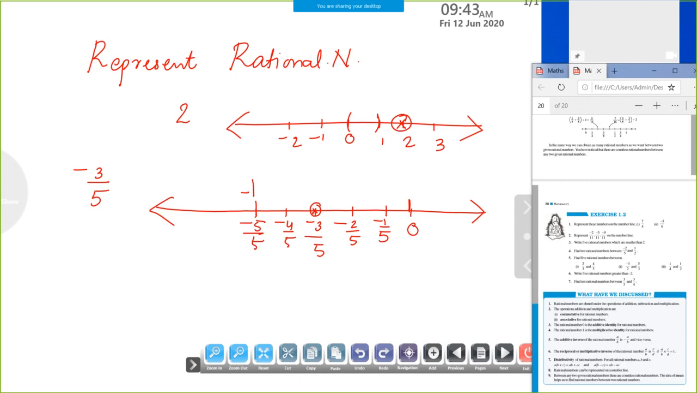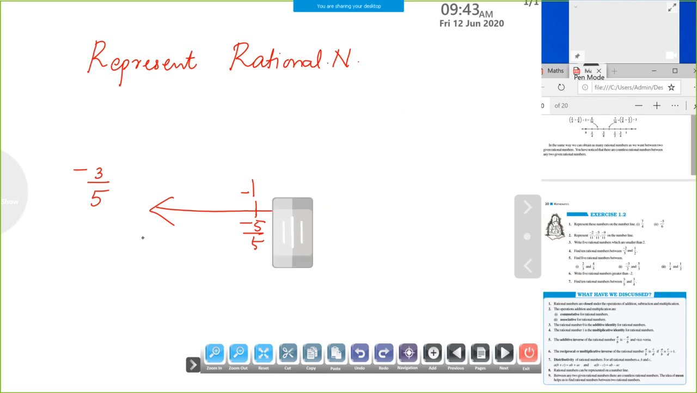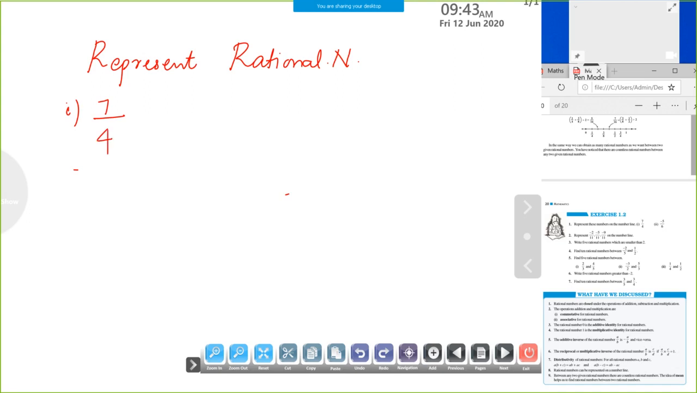So your exercise 1.2, the first question in that exercise is to represent the numbers on the number line. The first number is 7 by 4. Exercise 2.1, okay? The first number you need to mark is 7 by 4. So, I'm going to do it. You can do along with me, children. If you all have a scale and pencil with you, you can do along with me using your scale.